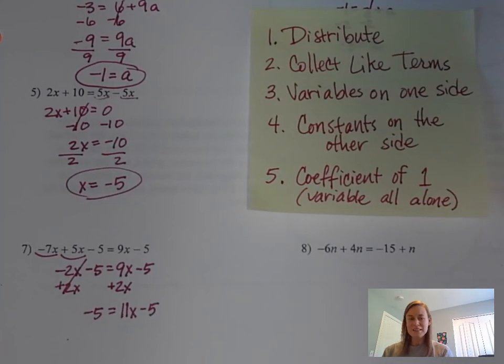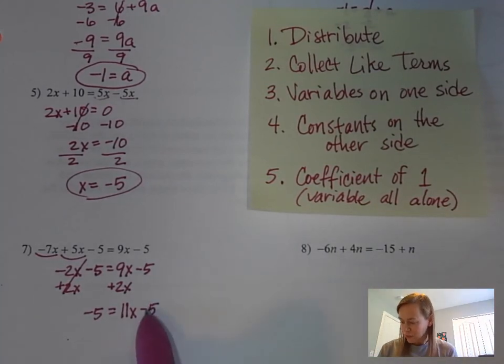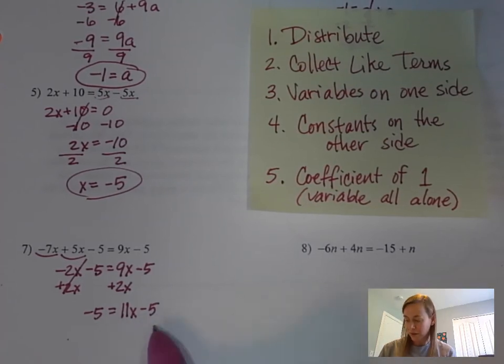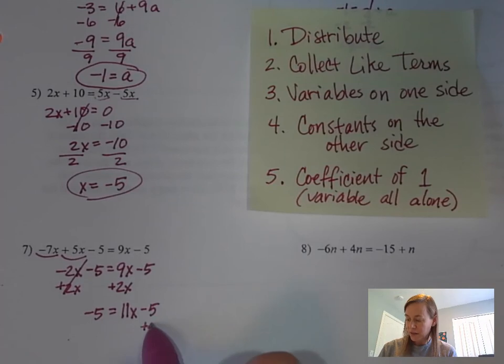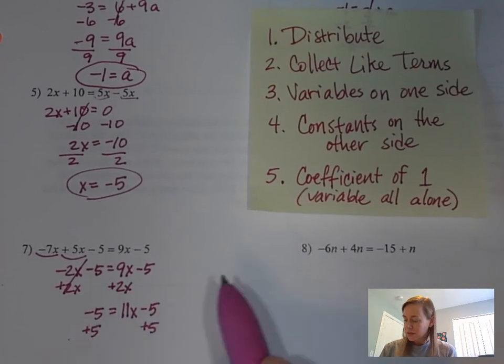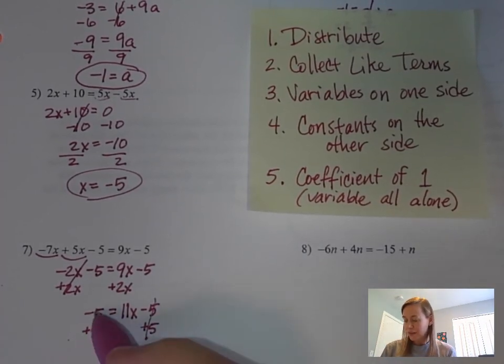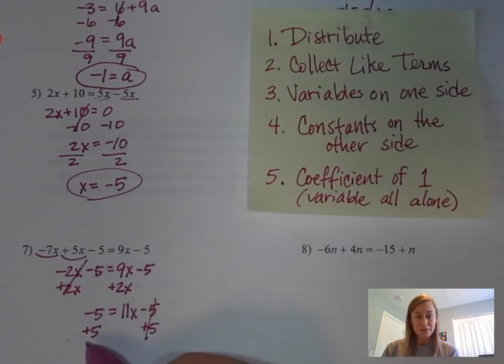And now we need constants on the other side. So basically we need to get rid of that 5 there because we don't want any constants there with our variable. So to get rid of that negative 5, we're going to add 5. And that's going to go to 0. Interestingly, it looks like that's going to total 0 also. Now don't cross it out. Since it's all alone on its side, go ahead and write the 0. And you have 0 equals 11x.